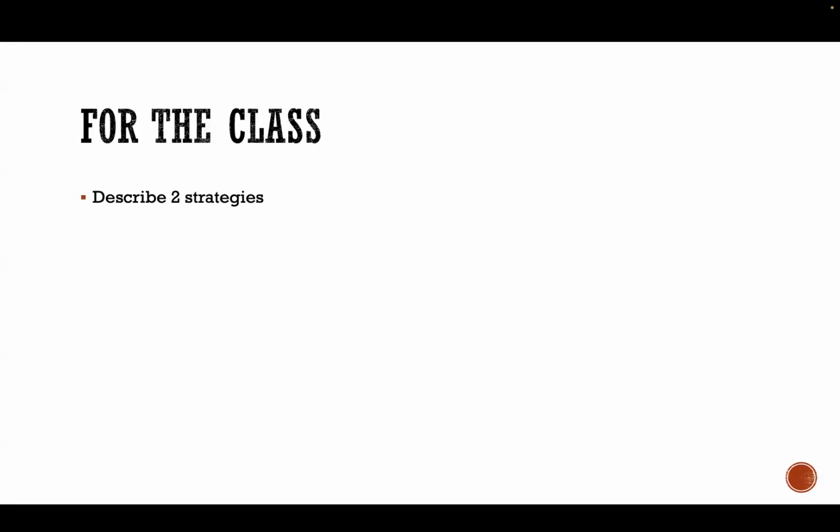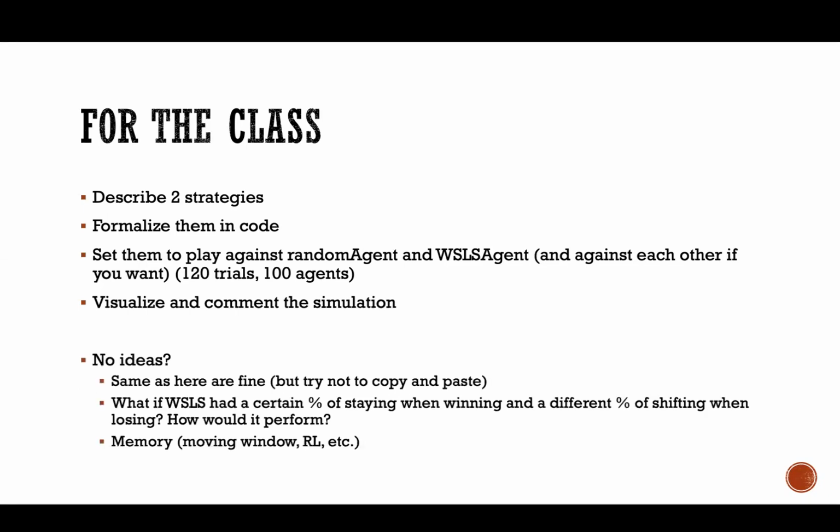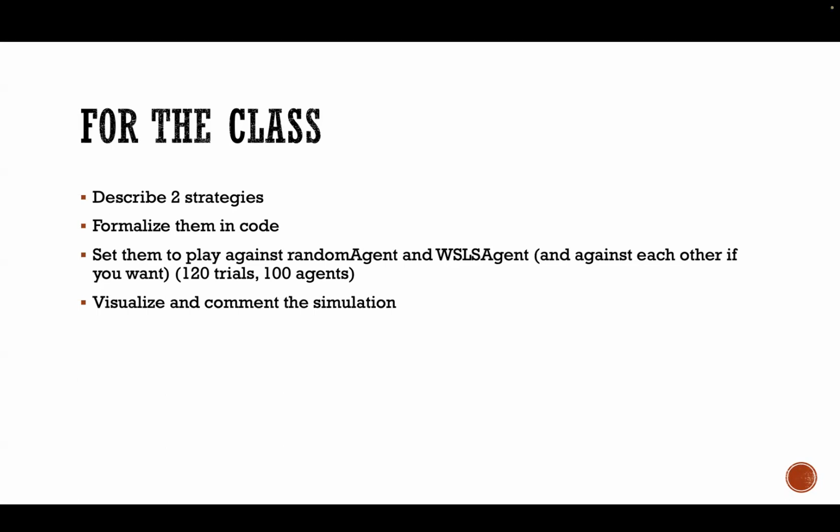For the class, what we're going to do tomorrow, yes, it's 2 strategies. Describe 2 strategies, pick up whatever you want, formalize them in code, set them to play against random agent and win-stay-lose shift agent, or against each other if you want. Run 120 trials, just so we have comparable results across the different groups, and 100 agents of each of your strategies. Visualize and comment on the simulation. Once that is done, that's your portfolio 1.